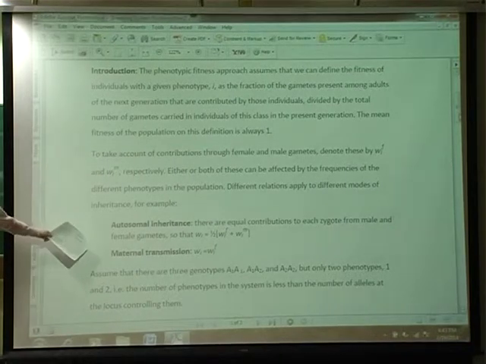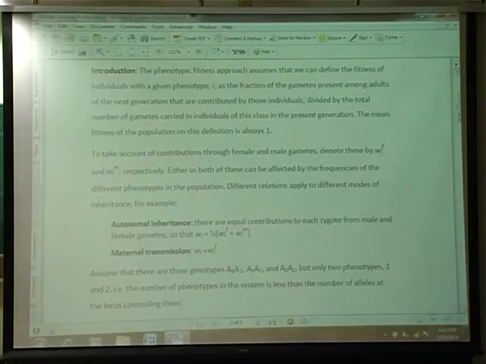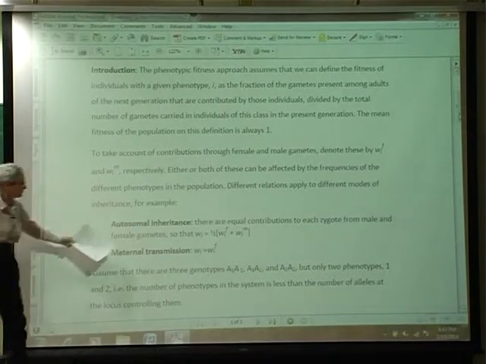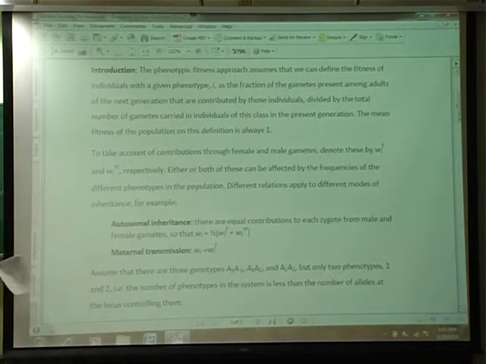So I already gave you the example of cytoplasmic transmission, maternal transmission of some genetic factor that causes the phenotype, and then the fitness in question just depends on the female part of the contribution to the next generation.